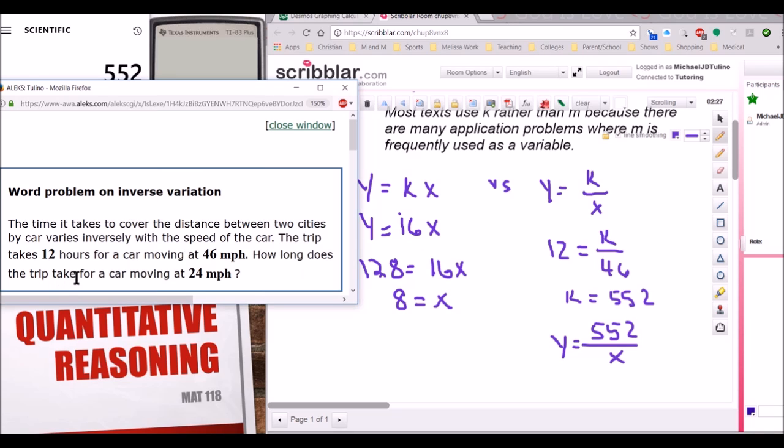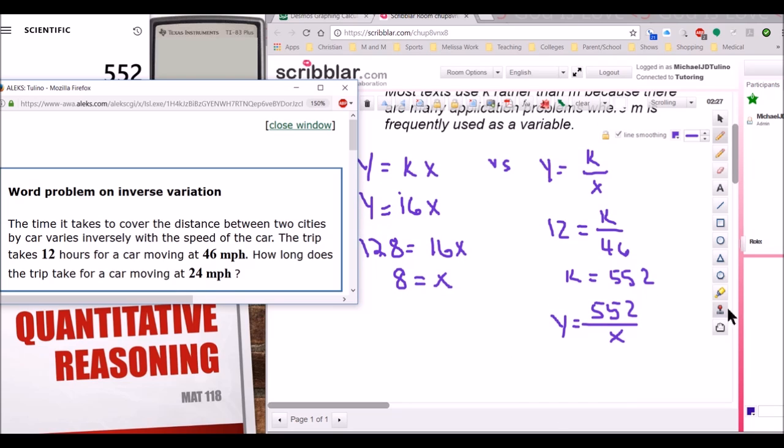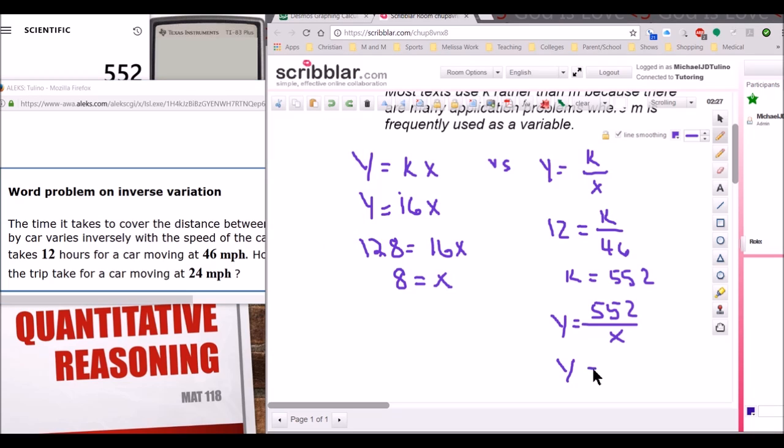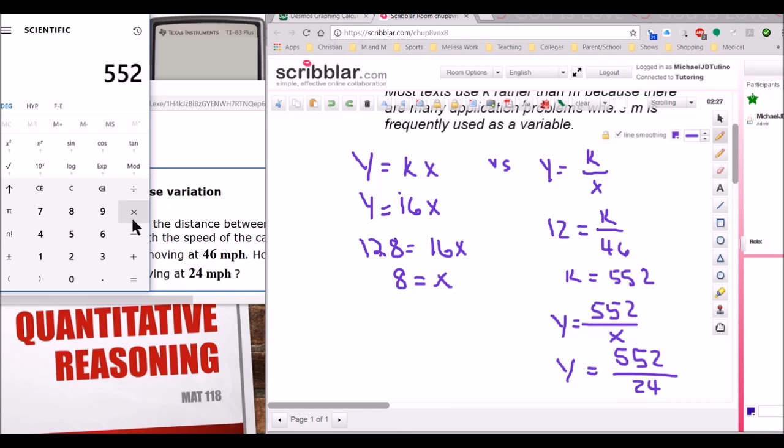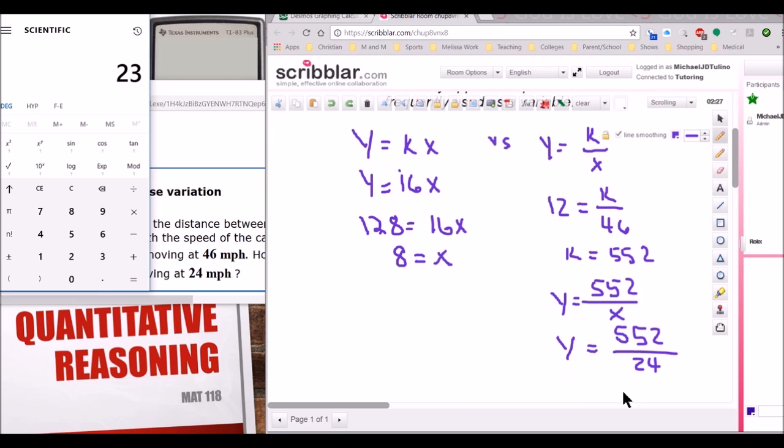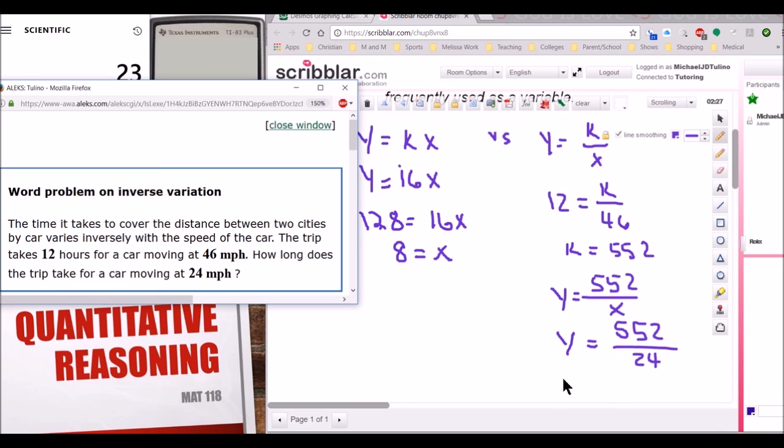All right, let's see what we have here. So how long does a trip take for a car moving 24 miles per hour? Okay, so this time we're given the input. So it's going to be Y equals 552 divided by the 24. All right, let's do that real quick. And so it's divided by 24. And so it's going to be 23. So it's going to be 23 hours.